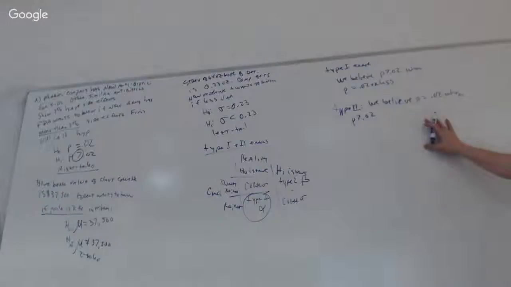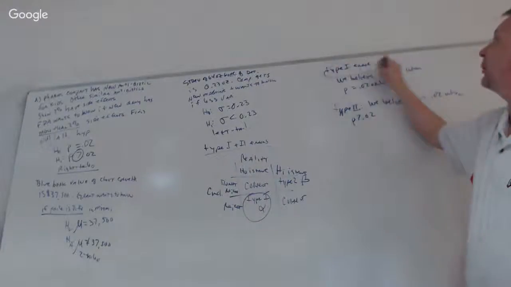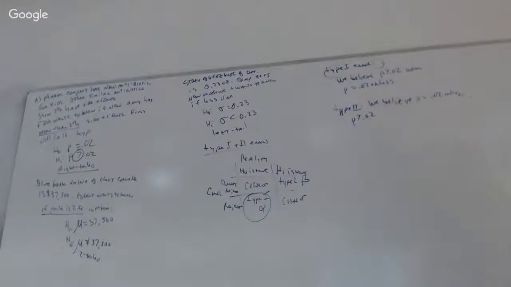So which mistake would you rather make? Would you rather keep the drug off the market and not make money, or would you rather put the drug on the market and then get sued? Typically, the type 1 error is what we do. That's the one we would prefer, that's our alpha. That's what we refer to as our significance level.